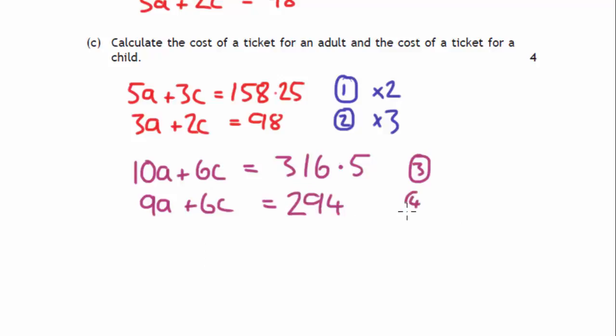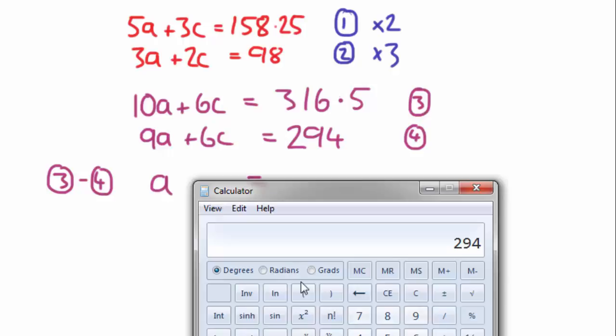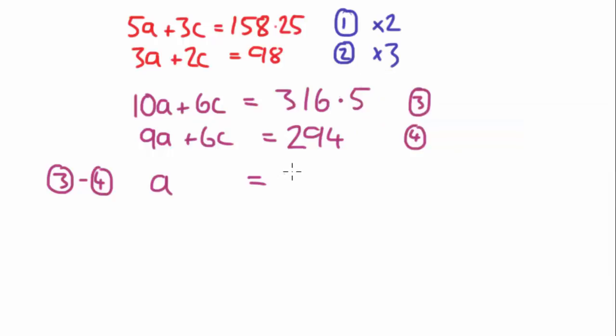Call that equation 4. Now all we're going to do to get rid of the Cs is take one equation from another, so we want to make sure that we've got a positive A there, so we'll subtract equation 4 from equation 3. That gives us 10 minus 9, that gives us A, 6C minus 6C is nothing, and then we've got 316.5 minus 294, that gives us 22.5, right? So A is 22.5.